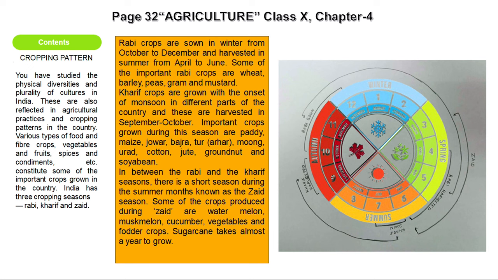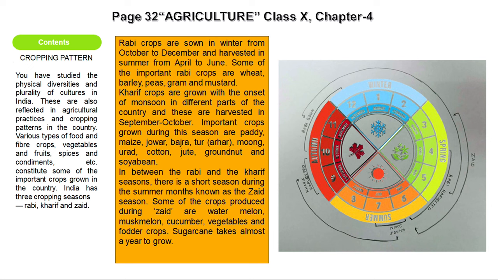You have studied the physical diversities and plurality of cultures in India. These are also reflected in agricultural practices and cropping patterns in the country. Various types of food and fiber crops, vegetables and fruits, spices and condiments, etc., constitute some of the important crops grown in the country. India has three major cropping seasons, and they are Rabi, Kharif and Zaid.